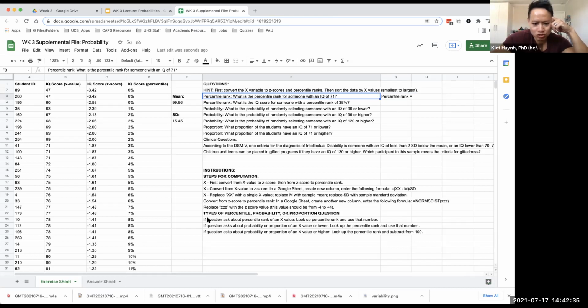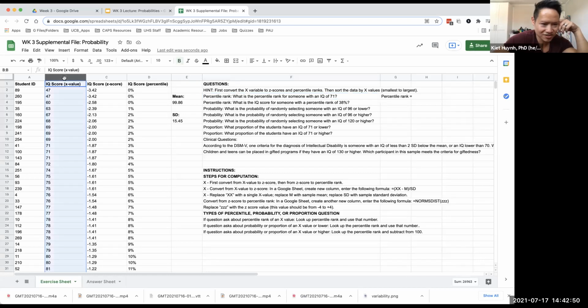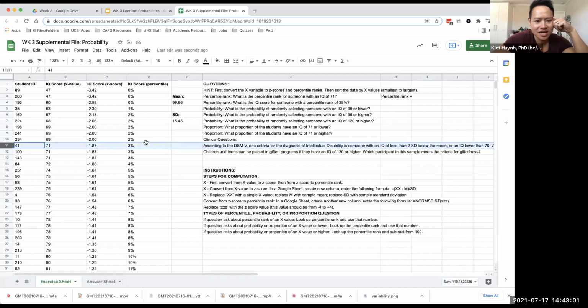Remember, there are 3 different types of questions about percentile, probability, proportion. And we look down here, we're working with percentile rank. We just look up the percentile rank and use that number. So the question is, what's the percentile rank of IQ 71? So let's look at the IQ value here. And here's 71. And we look at the percentile rank column. So it's 3%. So someone with an IQ of 71 has a percentile rank of 3%.